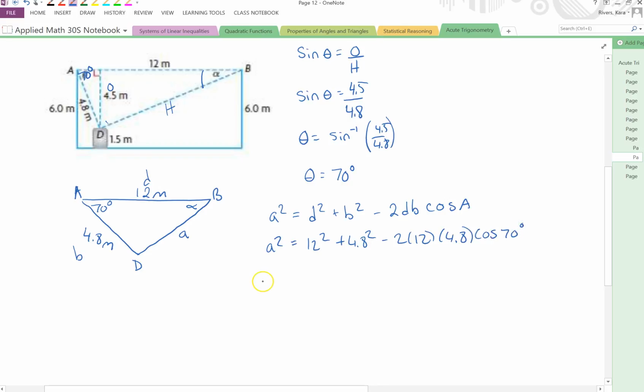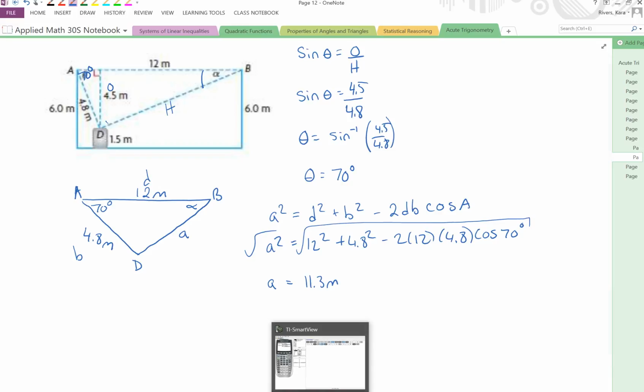Now if you want to simplify once more, you can do that. Otherwise, you can go ahead and square root both sides and plug that all into your calculator. If you do that, you end up with side A as 11.3 meters.